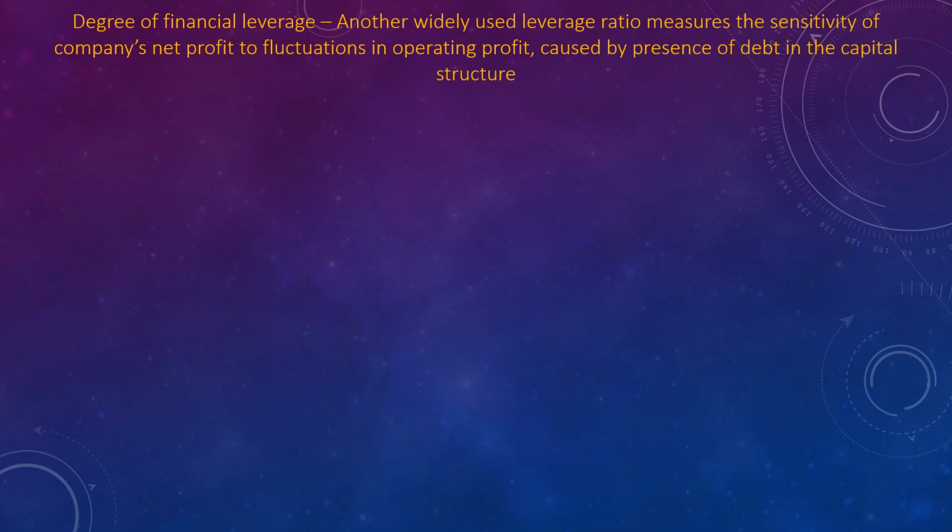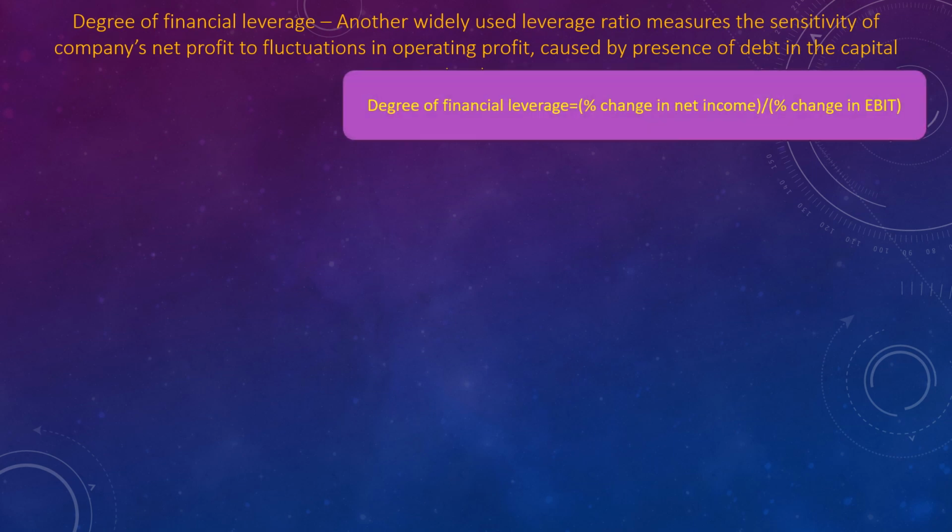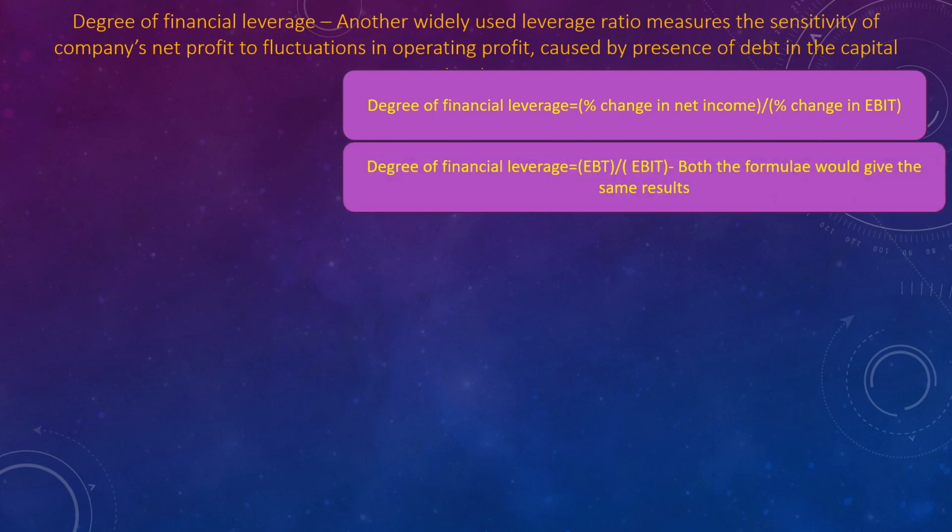The degree of financial leverage is another widely used leverage ratio, which measures the sensitivity of companies' net profit to fluctuations in the operating profit caused by presence of debt in the capital structure. Degree of financial leverage is given by the formula percentage change in net income by percentage change in EBIT. Degree of financial leverage is also given by the formula EBIT by EBT. Both the formulas would give the same result.